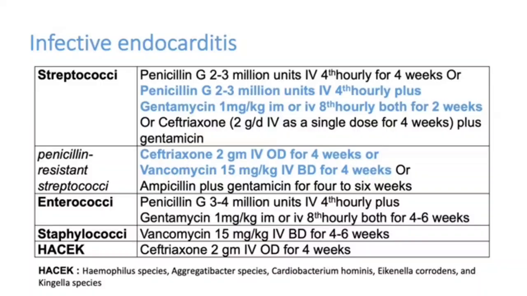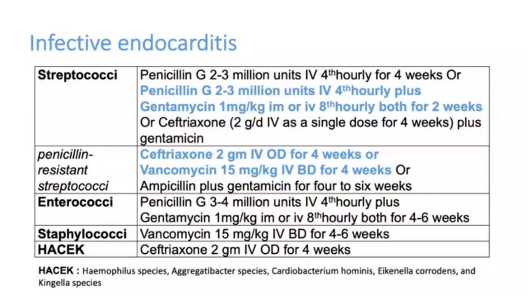The most commonly used drugs in suspected infective endocarditis, this is empirical treatment. This is not treatment after getting the culture. Penicillin IV 2 to 3 million units every fourth hourly, plus gentamicin 1 milligram per kg body weight IV, or ceftriaxone 2 gram per day IV can be given with gentamicin. These are the routine treatment for the common infection, that is streptococcal infection.